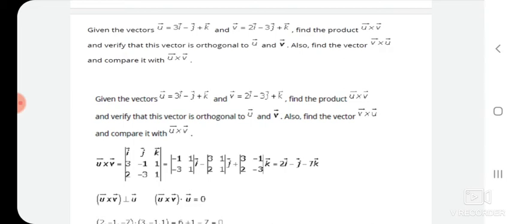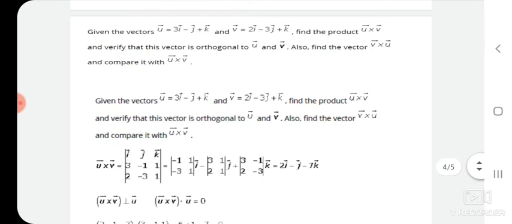which is equal to minus 1 into 1 minus 1 into minus 3, minus 1 minus minus 3, minus 1 has become a plus, minus 1 plus 3, it gives 2i. Minus j times 3 minus 2, 1, plus k times 3 into minus 3, minus 9, minus 2 into minus 1, minus minus 2, plus 2, minus 9 plus 2, it gives minus 7k. So it is 2i minus j minus 7k.